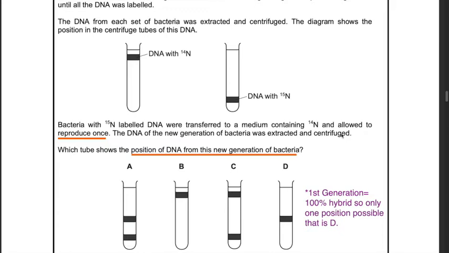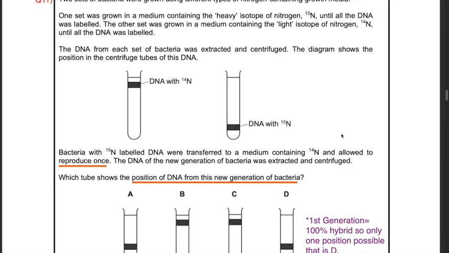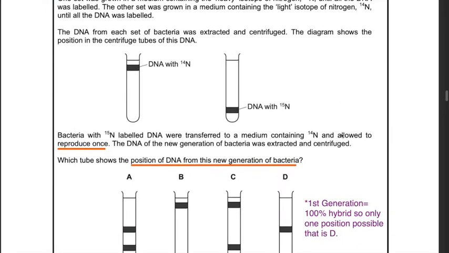Bacteria with 15N labeled DNA were transferred to a medium containing 14N and allowed to reproduce once. The DNA of the new generation of bacteria was extracted and centrifuged. Which tube shows the position of DNA from this new generation of bacteria? So although quite a big question, the main key part of this question lies towards the end. Was allowed to reproduce once. What is the position of DNA from this new generation of bacteria?